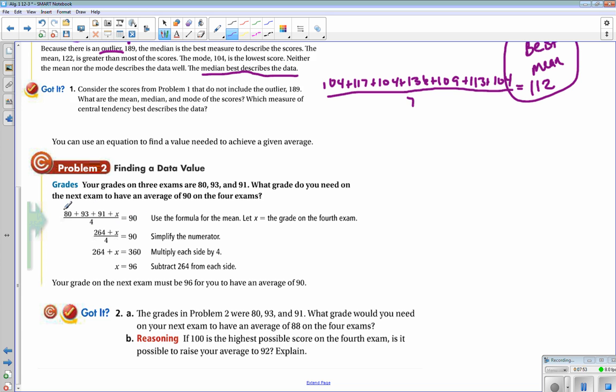So then you add all these little numbers together. You get 264 plus x, all divided by 4 equals 90. So in this case, we're going to multiply each side by 4, and we get 264 plus x equals 360, and we're going to subtract 264 from both sides, and we get 96. So you must get a 96 on your next exam for you to have an average of 90.